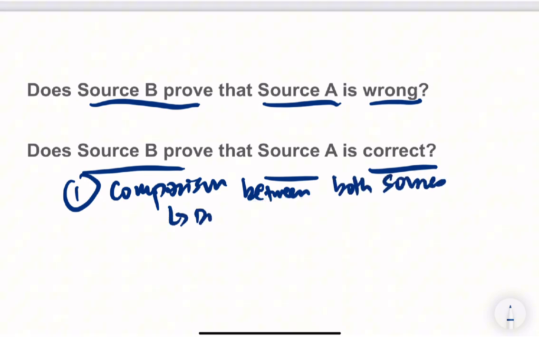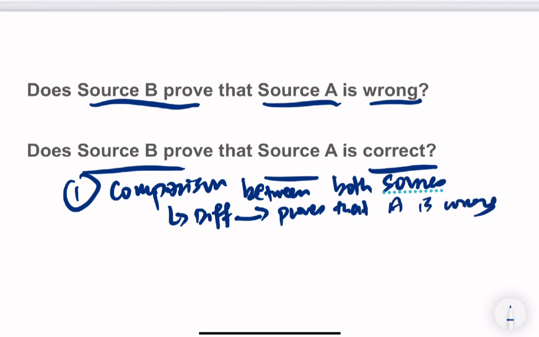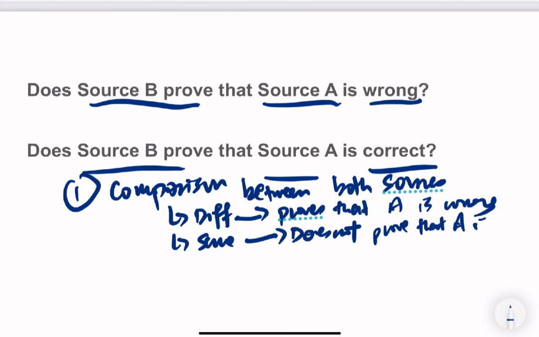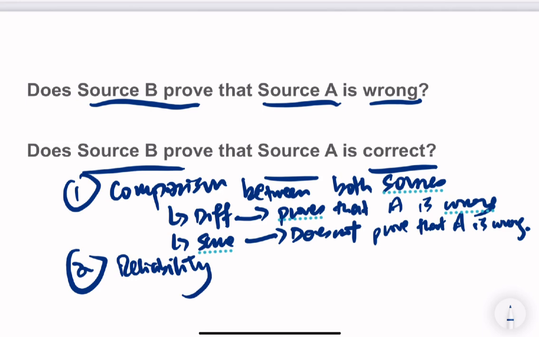Now, if it's different, for example in the first question, then yes, it proves that A is wrong. Or if it's the same, then no, it does not prove that A is wrong. We're looking at the first question as an example here. Then after you do that, you check the reliability of B. In this question, reliability of B.